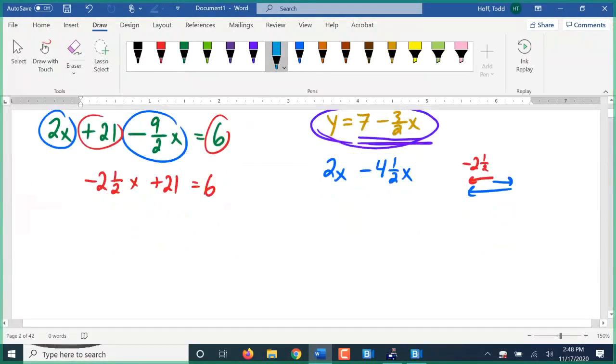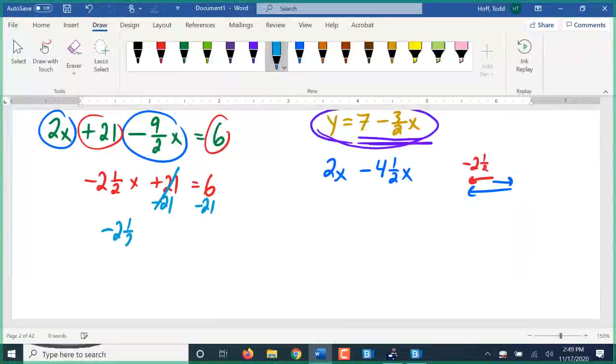Now I've combined everything I can combine on both sides. The variable is just on one side, so we can go ahead and solve. I'm going to subtract 21. So negative 2.5x equals a negative 15. And then I will divide by a negative 2.5.